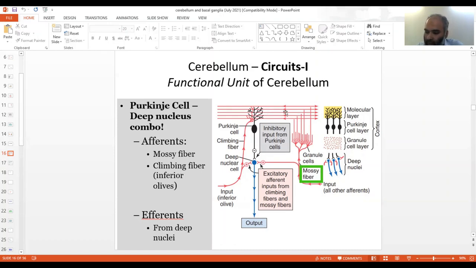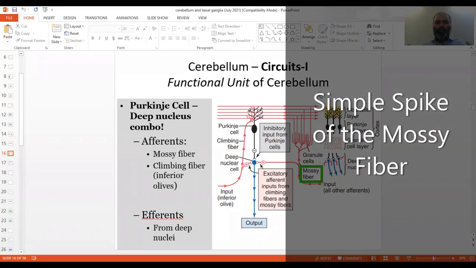There's an interesting statistic: 500 to 1,000 granular cells are available for every one Purkinje cell. So you can imagine the number of synapses that go on in the molecular layer between the granular cells, which are instigated by the mossy fibers, and the targeted Purkinje cell.